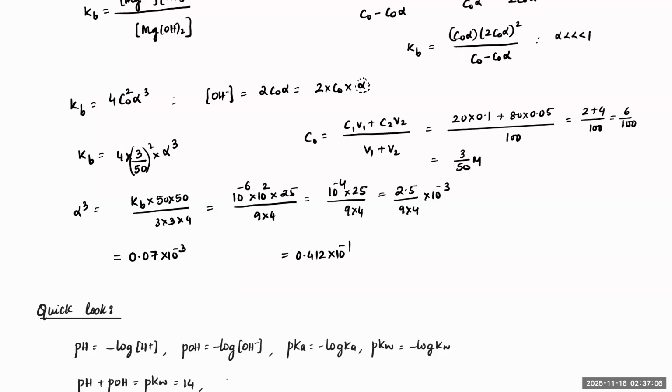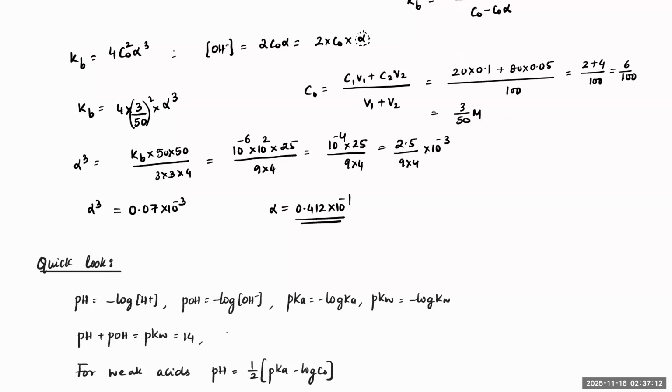So this is the value of alpha. This is alpha cube and this is the value of alpha. Once you know alpha, you can calculate the OH minus concentration as well. So OH minus concentration is equal to 2 times the C naught value. C naught value we have already calculated as 3 by 50 multiplied by 0.0412. So 2 into 3 multiplied by 0.0412, divided by 50, which comes to approximately 0.005. This is the OH minus concentration.